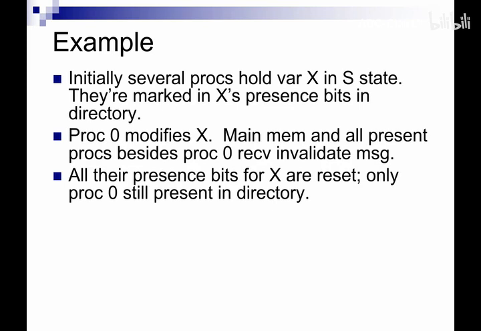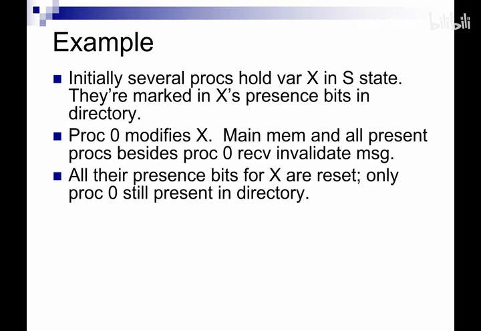Now, suppose process 0 modifies x. Process 0 needs to notify all of the processes that have x in the shared state. The way it does that is that process 0 goes into the directory and looks up which processes are in the shared state. It sends those processes invalidate messages, and after that, process 0 goes into the modified state.